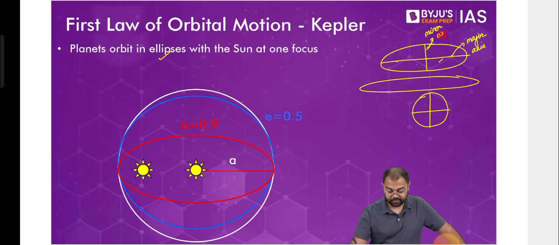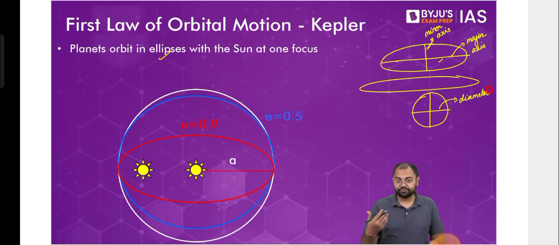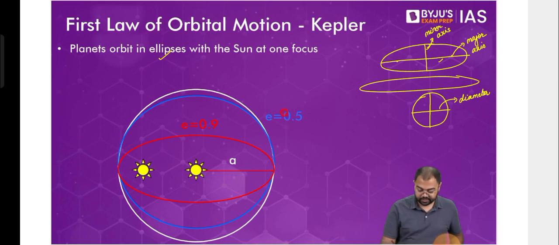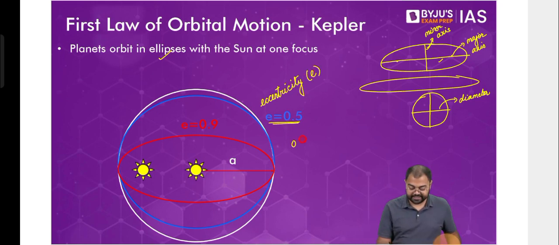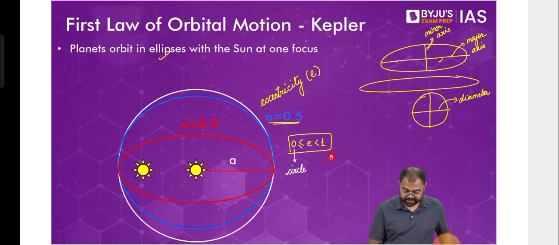So when these two are equal, what happens? It becomes the diameter of the circle. So this is what we see here: a circle is a special case of ellipse where the minor and the major axis are equal. And to define how elongated or how circular an ellipse is, we have a factor called eccentricity, denoted by E. E for an ellipse lies between 0 and 1. It will be less than 1. It can be up to 0.99999 and so on, but it cannot be 1. When it is 0, it is a circle, and when it is, let's say, 0.9999 and so on, it is a highly elongated ellipse.